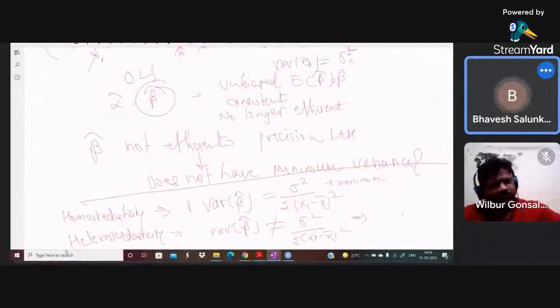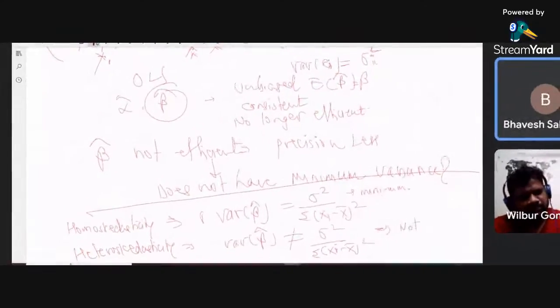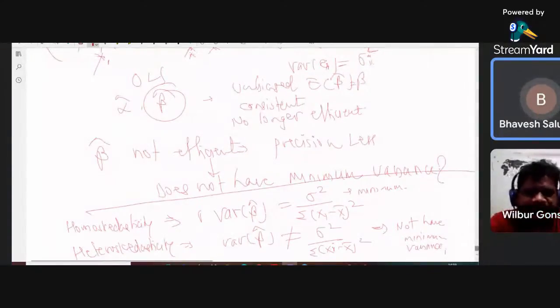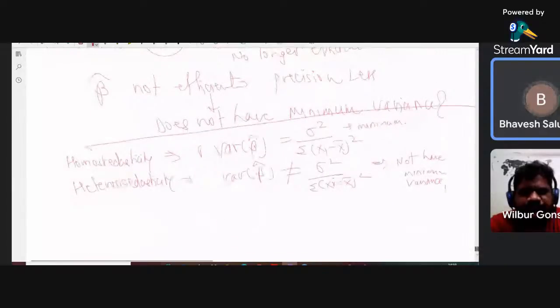It will not have minimum variance, and the precision will be less in the estimation. So this is a problem that we have to keep in mind.